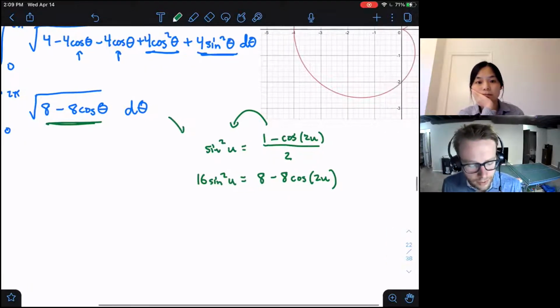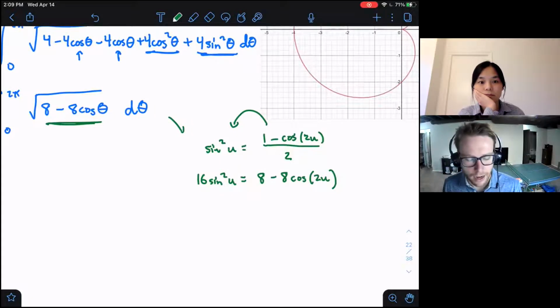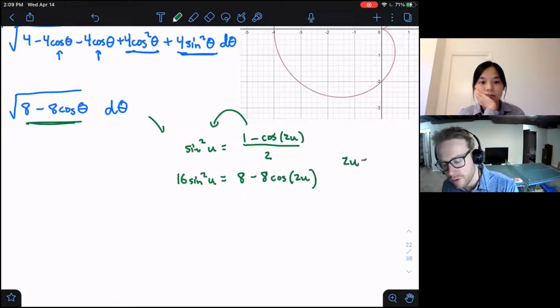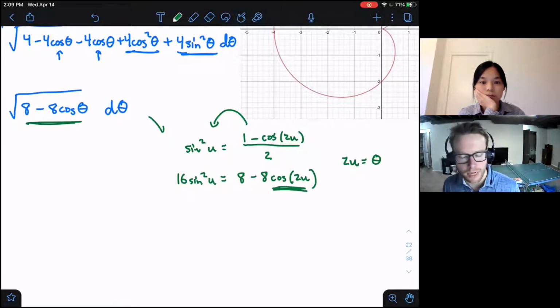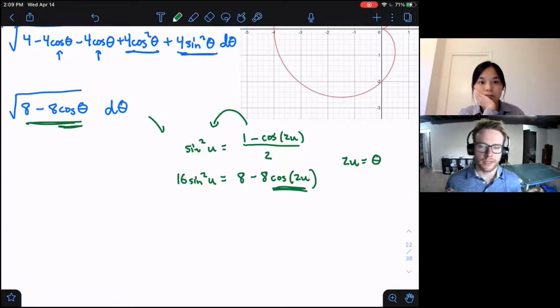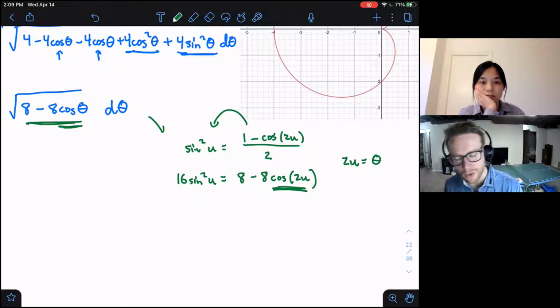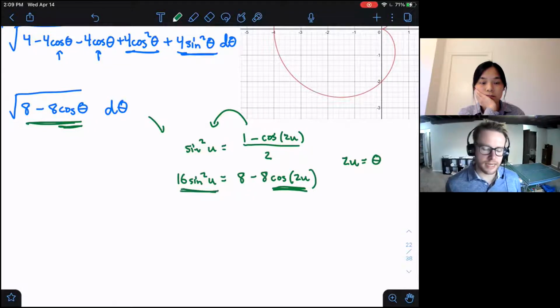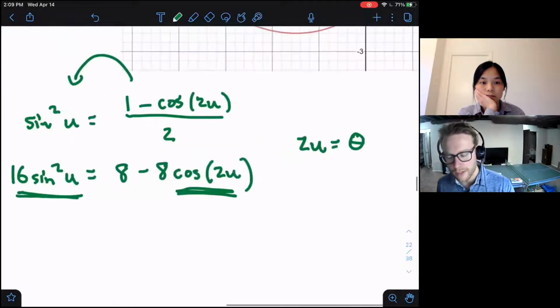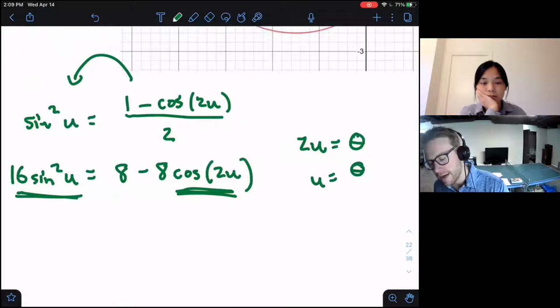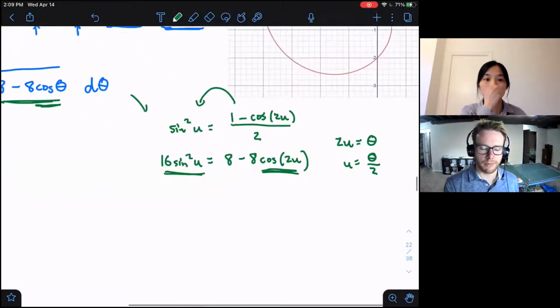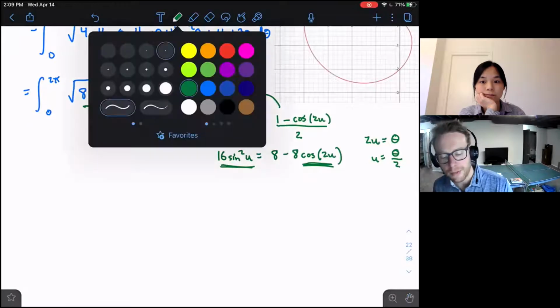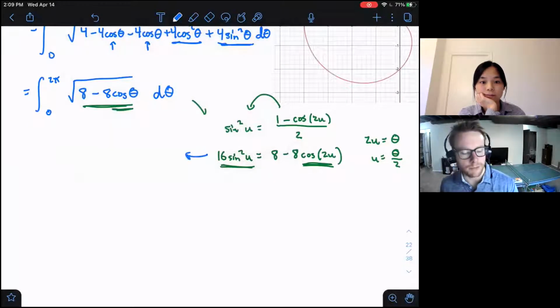Okay, well, in this case, in order to get this formula to exactly line up, I have 2u is equal to theta. Because here in my case, I have cosine of 2u. Here I have cosine of theta. So to get this exactly to work out, I want 2u to be equal to theta. So that means when I exchange, in this case, I get 16 sine squared u. What is u? Well, u is going to be equal to theta divided by 2. So that's what I'm going to be inputting in there. So now I think we're finally ready to bring this back into our problem here.